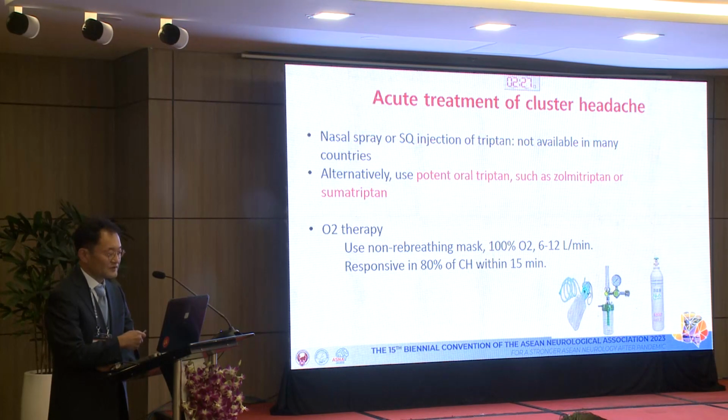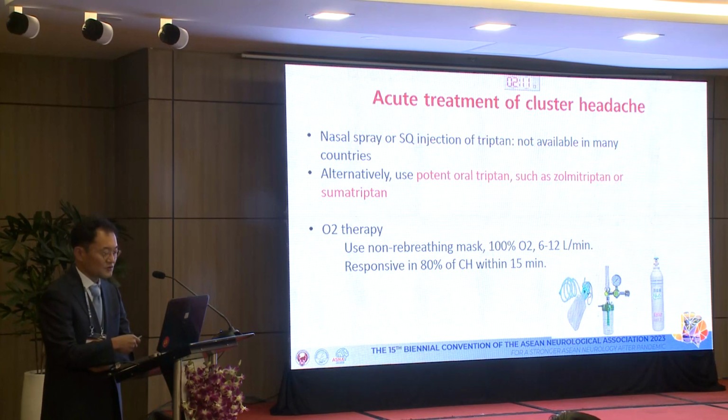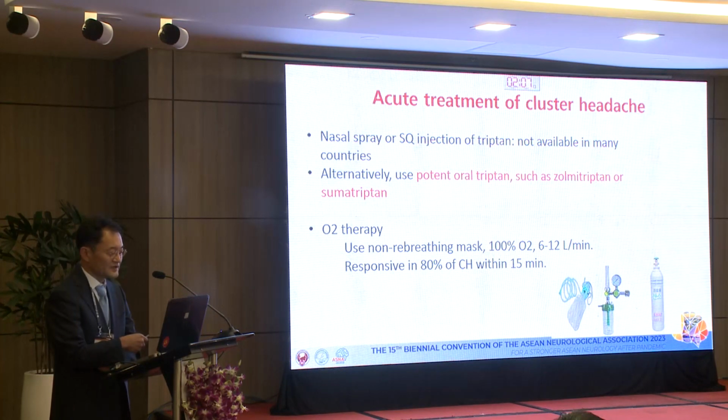For acute treatment of cluster headache, nasal spray or subcutaneous injection of triptan may be the first choice, but it is not available in many countries. Alternatively, use potent oral triptans such as zolmitriptan or sumatriptan. For O2 therapy, use a non-rebreathing mask with 100% O2 at 6 to 12 liters per minute. Response rate is 70% within 15 minutes.